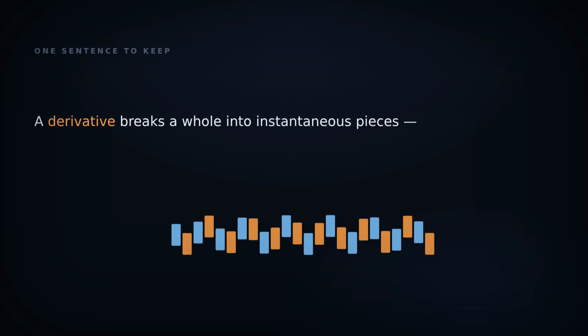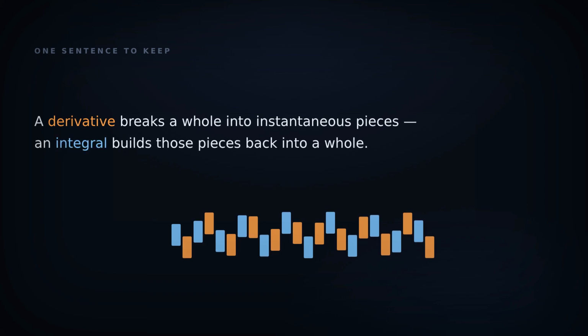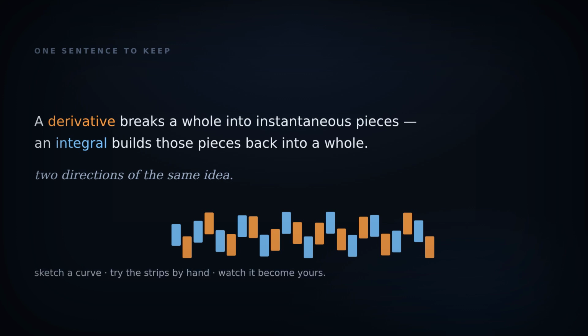Here is what I actually do next if I want this to stick, because reading about integrals and feeling them are different things. Sketch a simple curve, a straight diagonal line. Even try the strips by hand. A few rectangles, then more skinny ones, and watch your estimate crawl toward the real area. Do that once with your pencil, and the infinite sum idea stops being abstract. That's the moment it becomes yours.